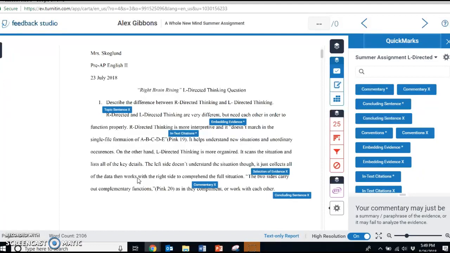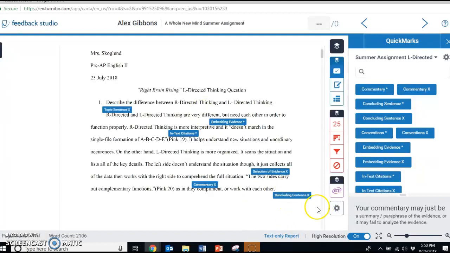And so the first thing I always look at is your topic sentence. What we want our topic sentence to really do is sort of answer this question in a concise way. And so I thought you sort of got there, like you said, they're very different, but they need each other. But I think you could have maybe given me a little bit more on what the difference is. So again, we don't want to be too long, but do try to answer the question in that first sentence.